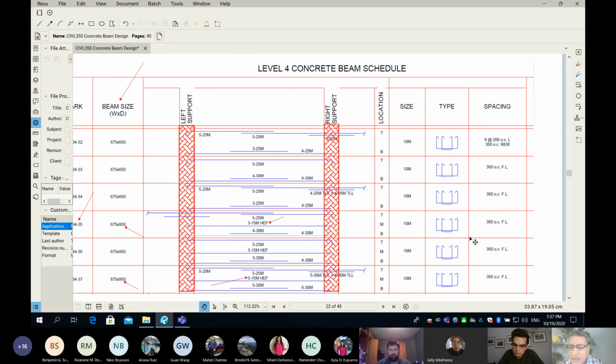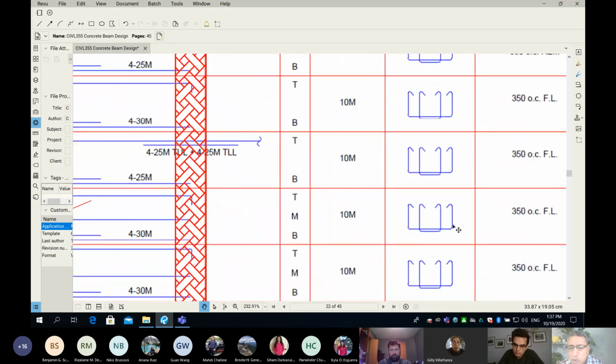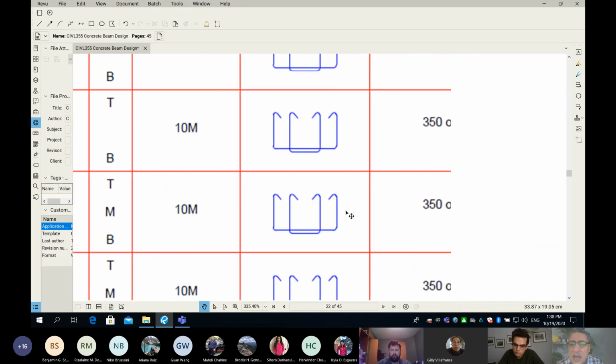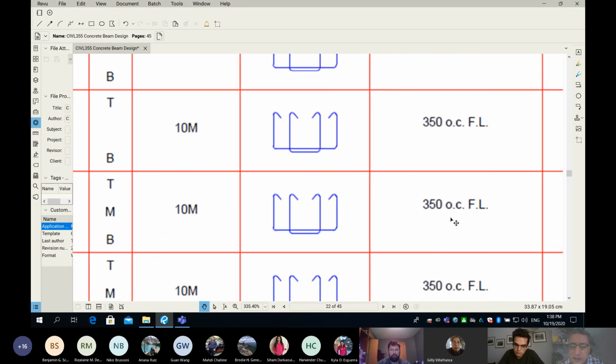Now you can see here we also talk about the size of the stirrup. It's 10M, and this is how the stirrup will look, as you will learn in my class in a month, probably 2 or 3 weeks from now. And then the spacing between the stirrups is 350 millimeters on center.